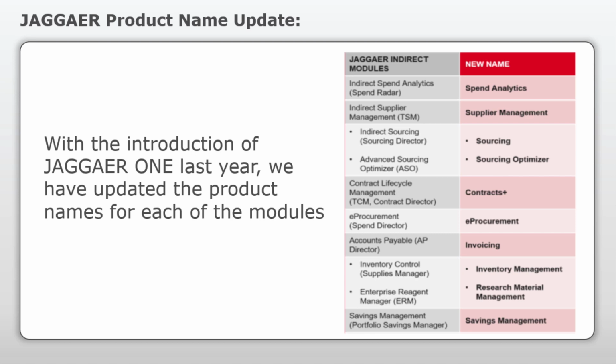our solutions by their old names, the solution formerly known as Spend Radar is now Spend Analytics. What used to be called Total Supplier Manager, or TSM, is now Supplier Management. The former Sourcing Director is now just Sourcing. Our Contract Lifecycle Management software, initially known as TCM or Total Contract Manager, is now Contracts Plus. Spend Director is now Procurement, AP Director is Invoicing, and Supplies Manager is now Inventory Management.